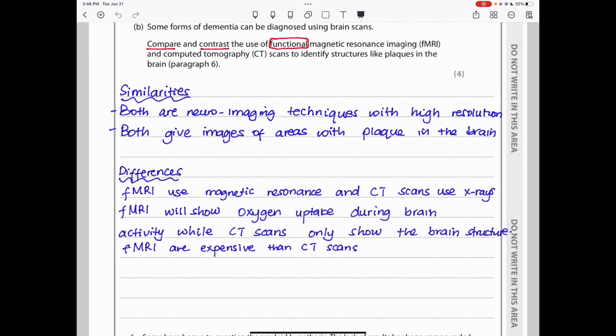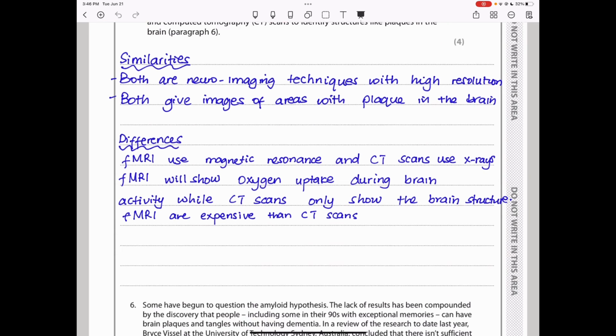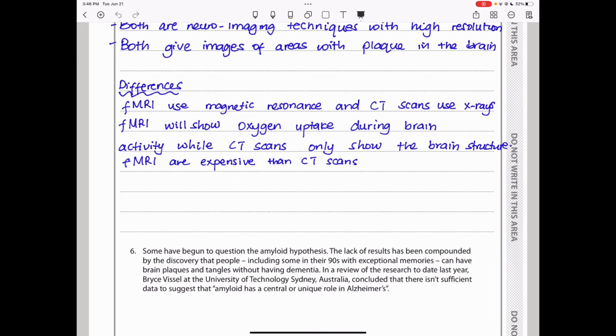The only difference is that fMRI uses magnetic resonance, while CT scans use X-rays. Another thing is fMRI will show oxygen uptake during brain activity. Remember, this one is functional. You can observe brain activity while the person's brain is being scanned. So fMRI will show oxygen uptake during brain activity, while CT scans only show the brain structure. Another part, you could say fMRI is expensive, the others are not, in comparison. But these two major differences are key in you getting the 4 marks in this question. So let's continue to the next part.